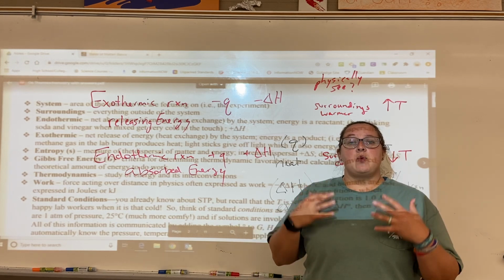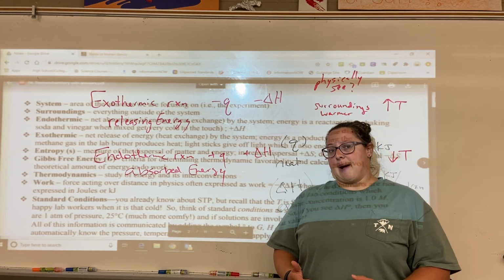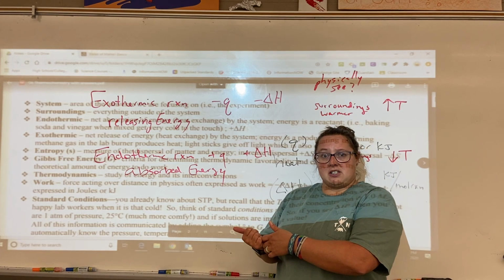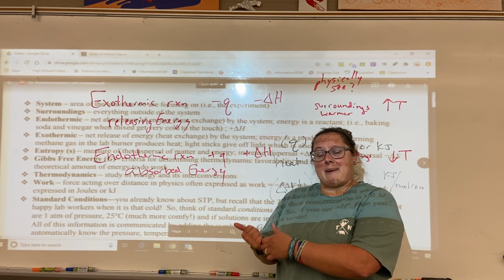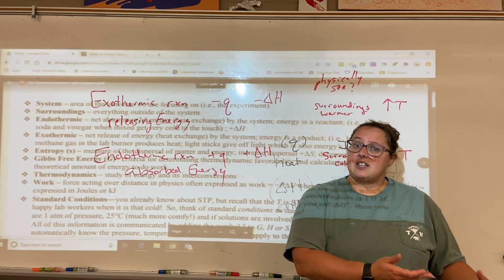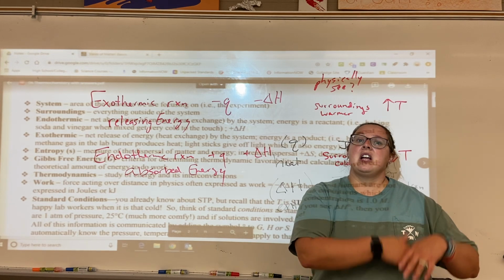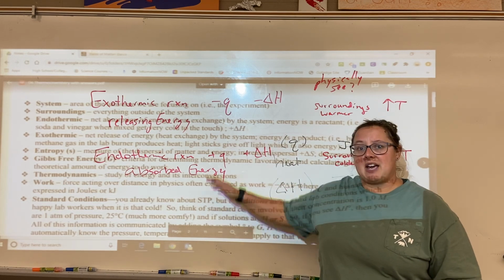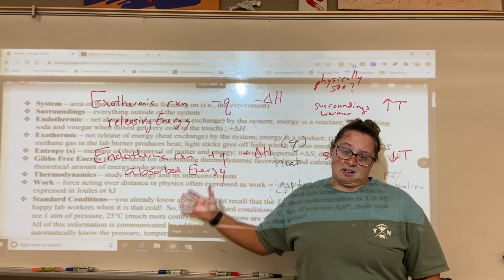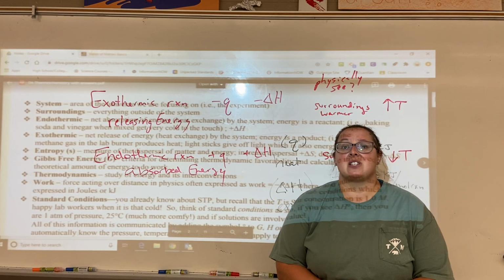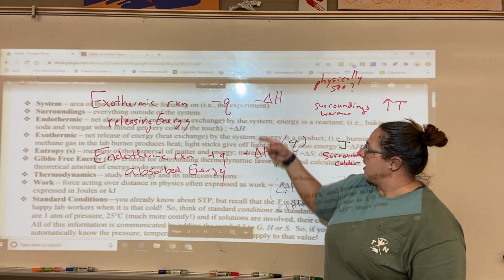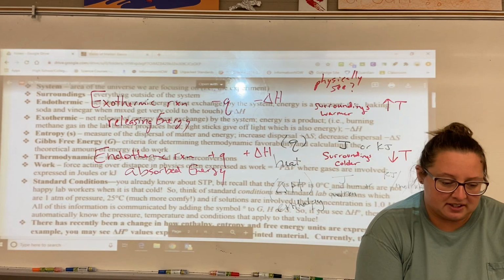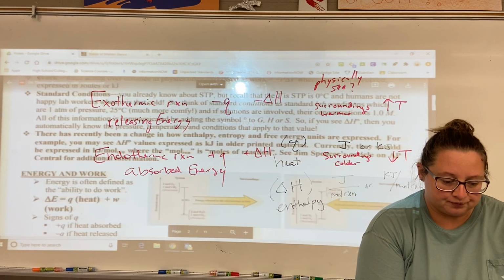Most of the stuff that we work out in lab is going to be at standard conditions because, quite frankly, 0 degrees Celsius is way too cold to work in the lab. So 25 degrees Celsius is room temperature. Those are usually our lab conditions. And there's lots of lab type things that happen here because we have to be able to take measurements in order to quantify our heat and enthalpy. So those are a couple of different terms that we need to know.